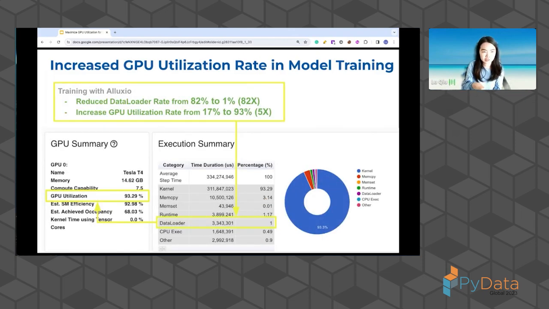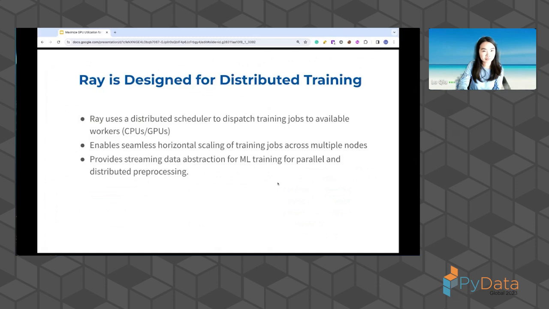And after using Alluxio, training with Alluxio reduced the data loader time from 82% to 1%, and it increased the GPU utilization rate from 17% to 93%. Okay, that's for the PyTorch part.